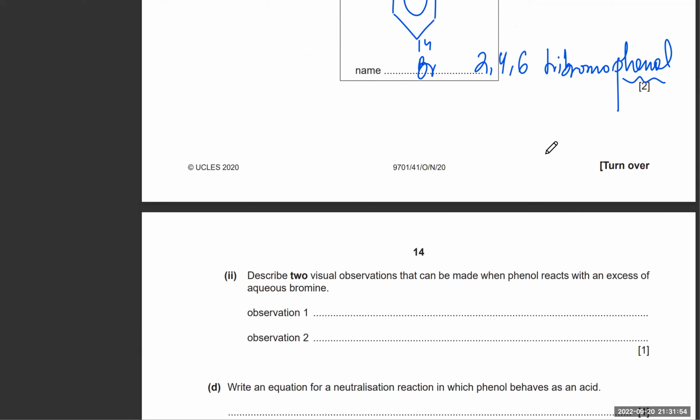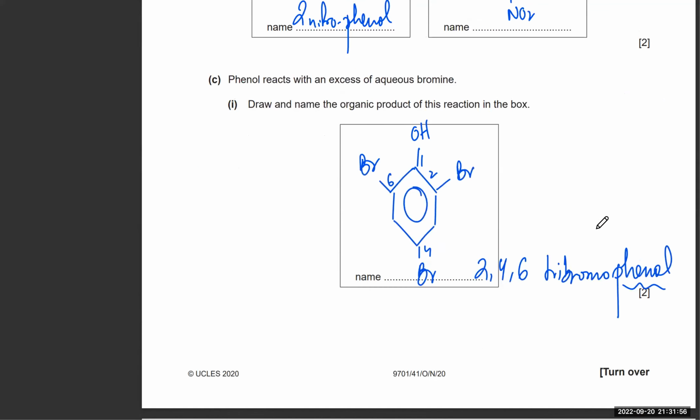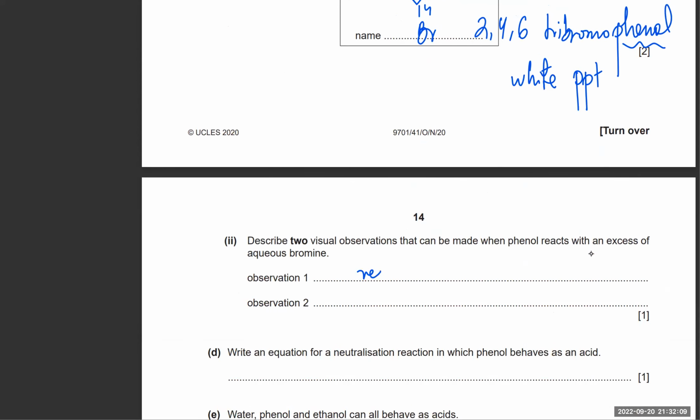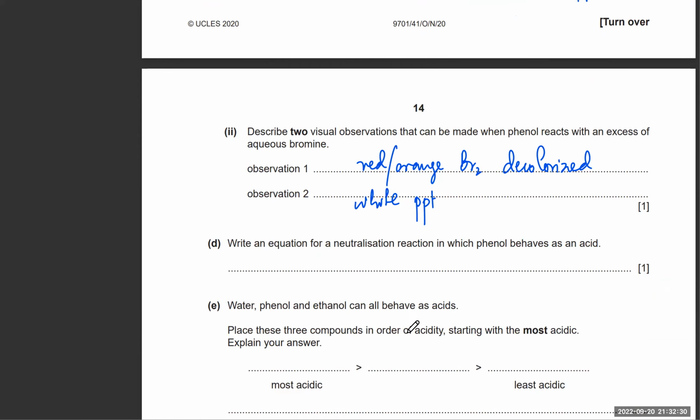Now the next one: describe 2 observations that can be made when phenol reacts with bromine. The 2,4,6-tribromophenol is a white precipitate. Remember that. And since it's reacting with bromine, the other observation would be that the red-brown bromine will get decolorized. So there are 2 observations: red-orange Br2 decolorizes, and you get a white precipitate of 2,4,6-tribromophenol. You don't even have to write Br2 over here.